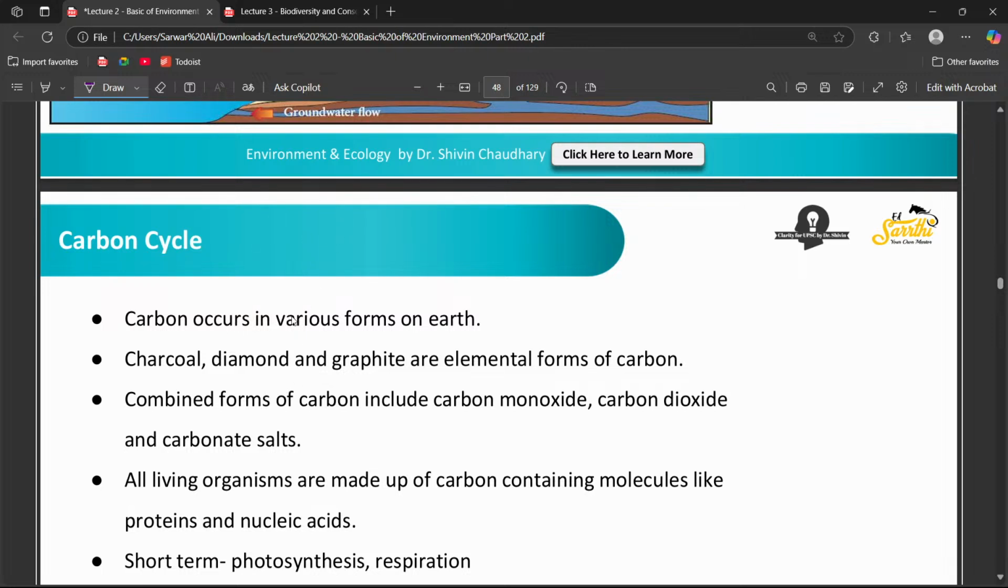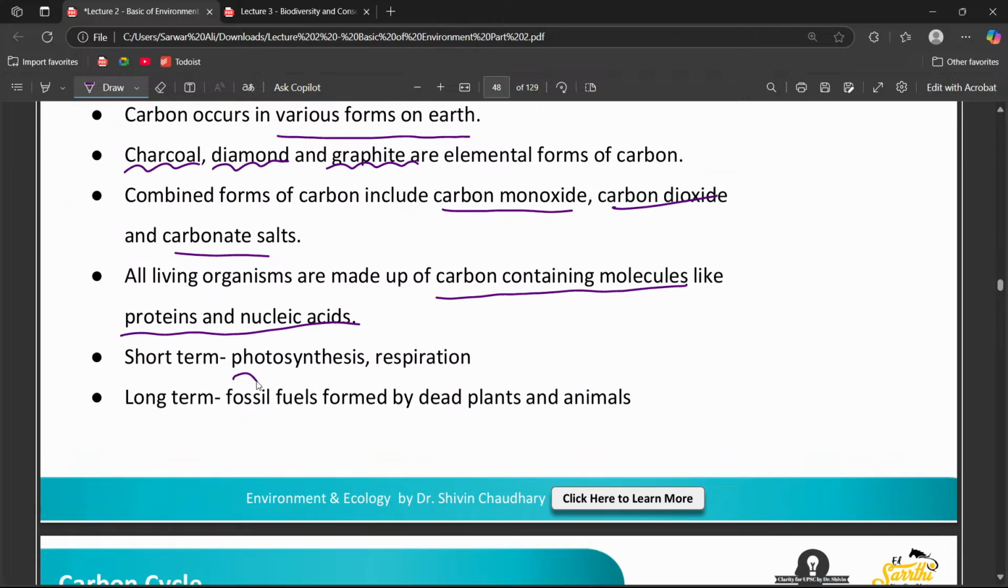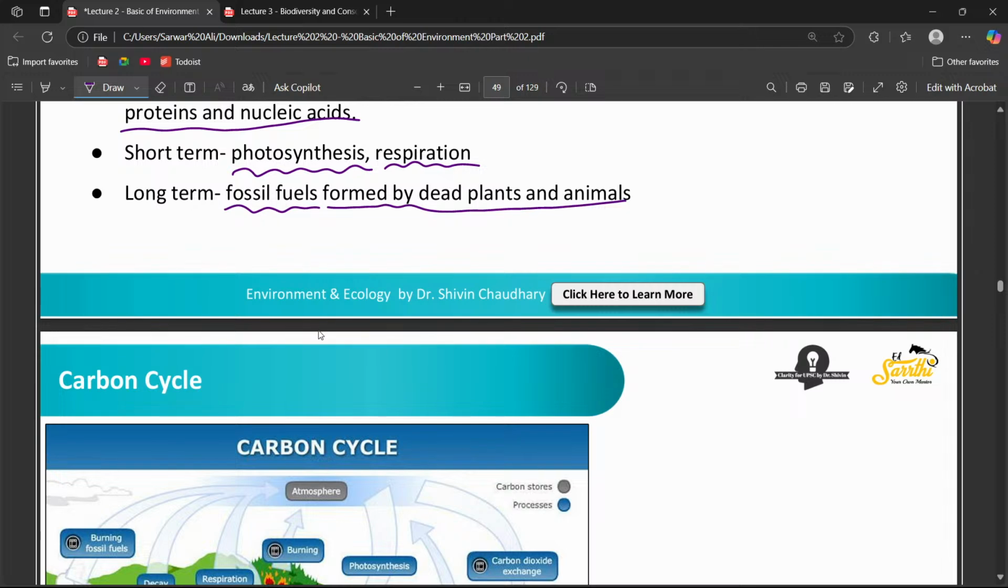Carbon occurs in various forms on Earth. Charcoal, diamond, and graphite are elemental forms of carbon. They are not compounds, they are elemental forms of carbon. Combined forms of carbon include carbon monoxide, carbon dioxide, and carbonate salts. All living organisms are made up of carbon containing molecules like proteins and nucleic acids. Short term, photosynthesis and respiration, and long term, fossil fuels formed from dead plants and animals, contribute to the carbon cycle.